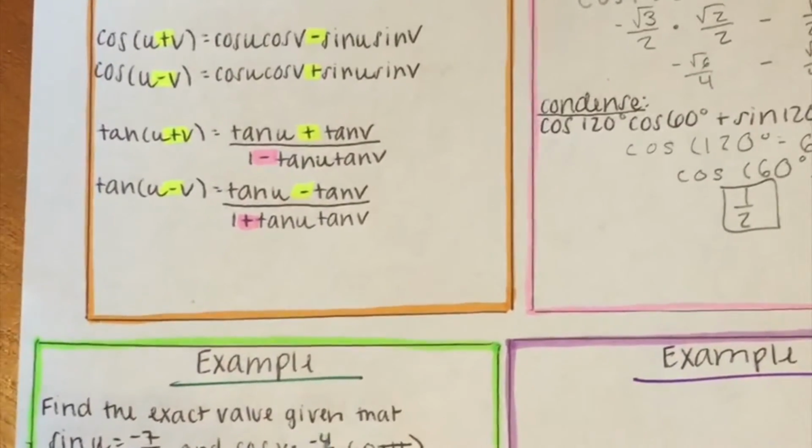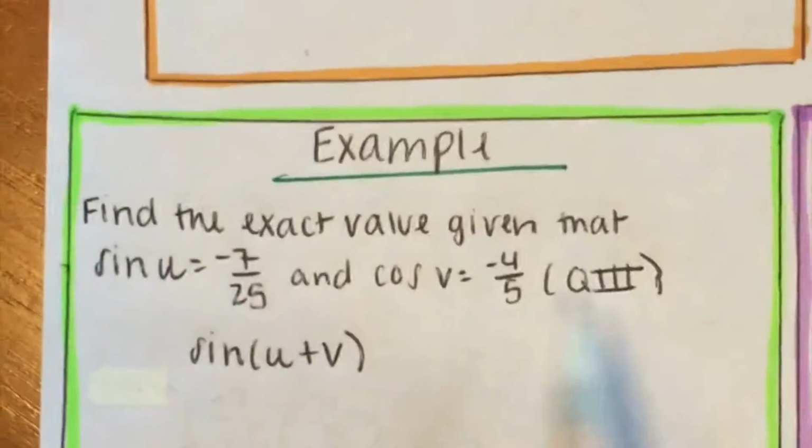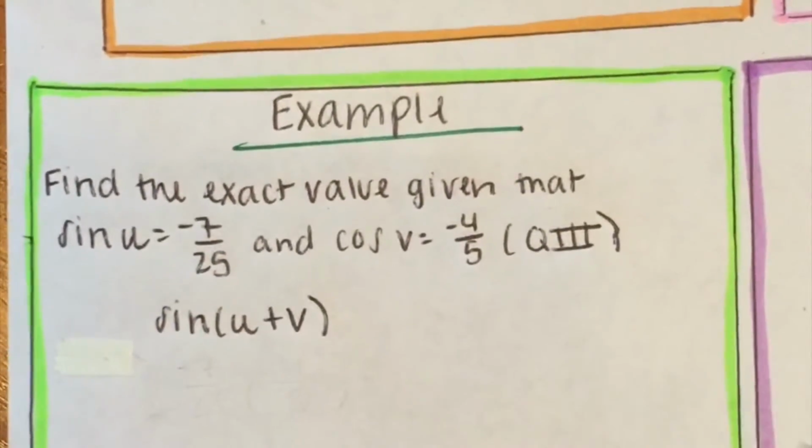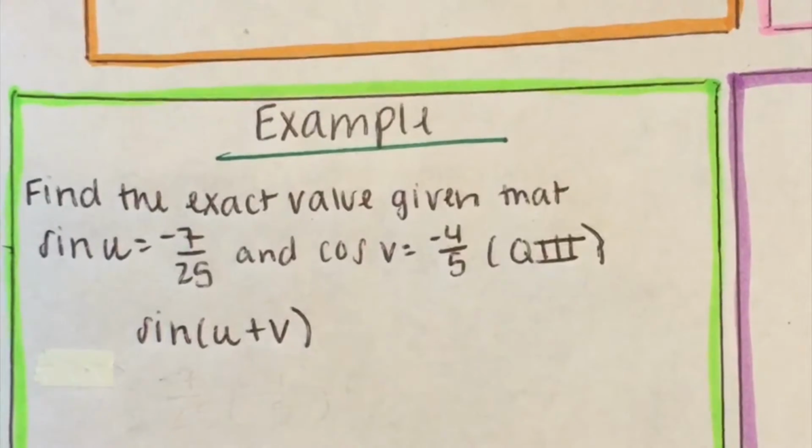So for this problem, the sine values and cosine values have already been given to us, and it says that they're both in quadrant 3. So I find that the easiest way to start this type of problem, which we see here as a sum problem, is by drawing two sets of axes and drawing the triangles.